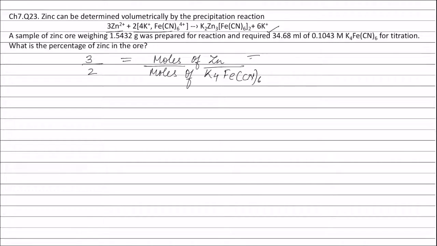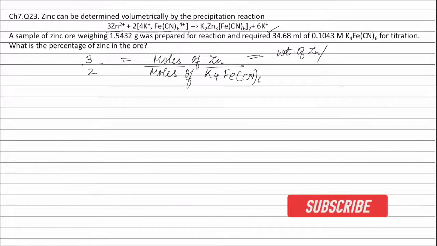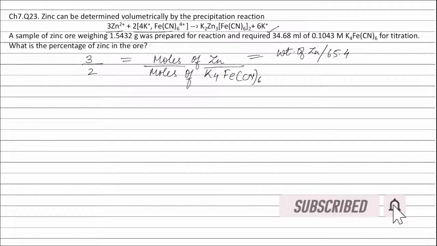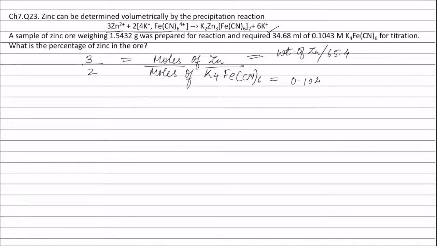Or we can also write 3 by 2 is equal to moles of zinc divided by moles of K4Fe(CN)6. Now, moles of zinc can also be written as weight of zinc divided by atomic weight of zinc, that is 65.4, and moles of K4Fe(CN)6 will be equal to molarity of K4Fe(CN)6, that is 0.1043, into volume of K4Fe(CN)6, that is 34.68 milliliters, or 34.68 divided by 1000 liters.